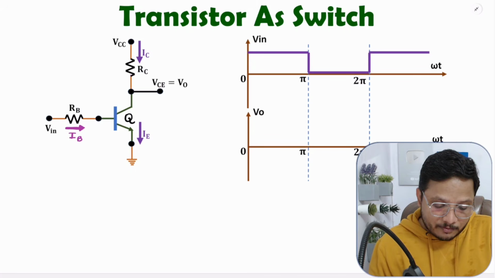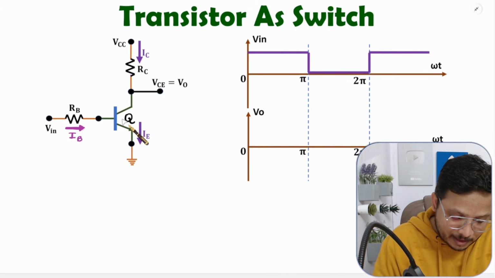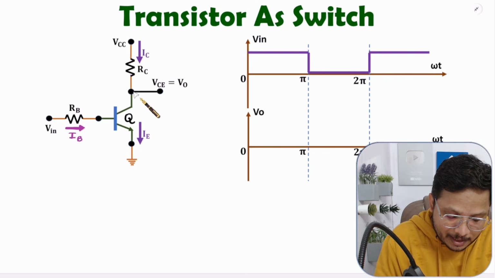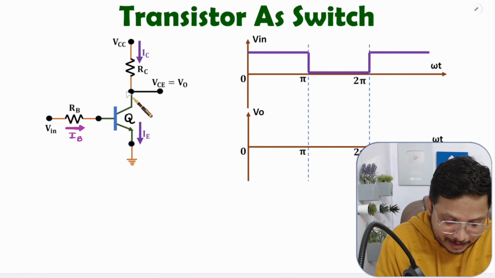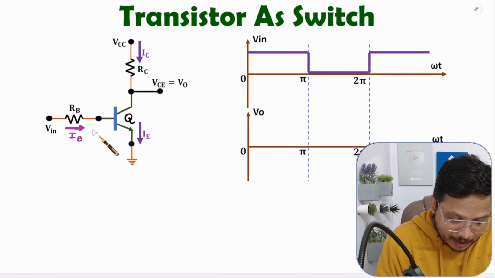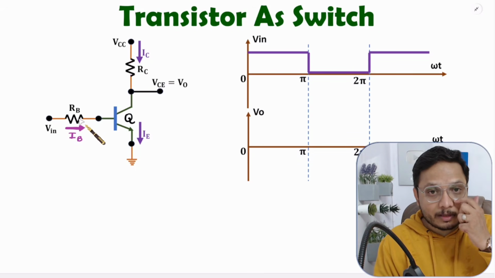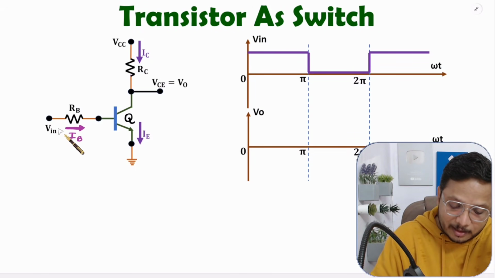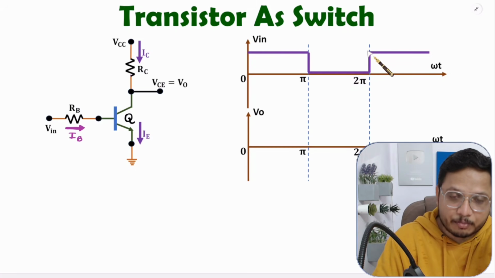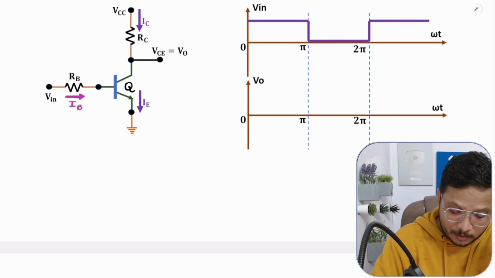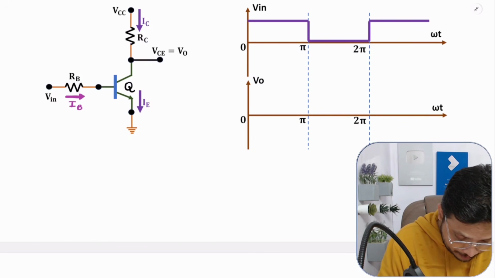For that, we have a transistor here that is biased by VCC and the RC resistance, and output is taken from the collector of the transistor, and input is given to the base via resistance RB. Here if you observe, Vin has a square wave input. So let us try to understand the working for 0 to pi first.